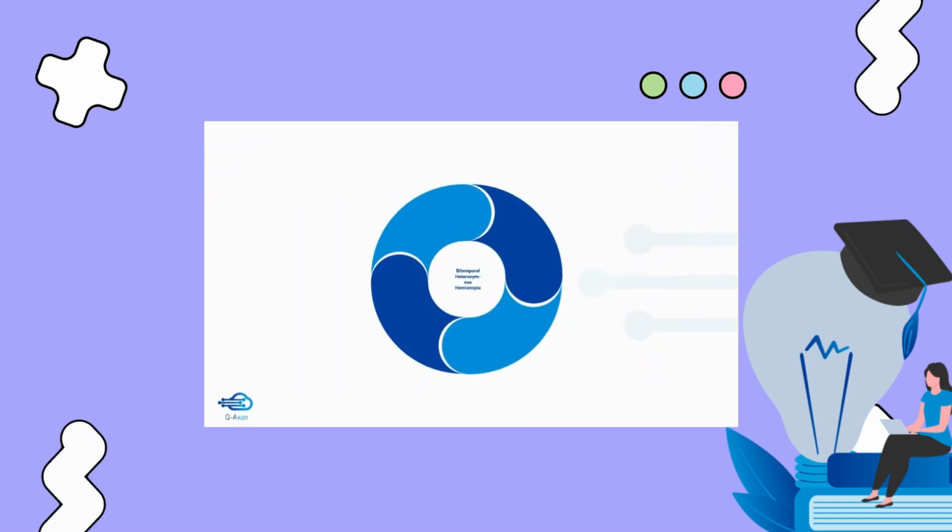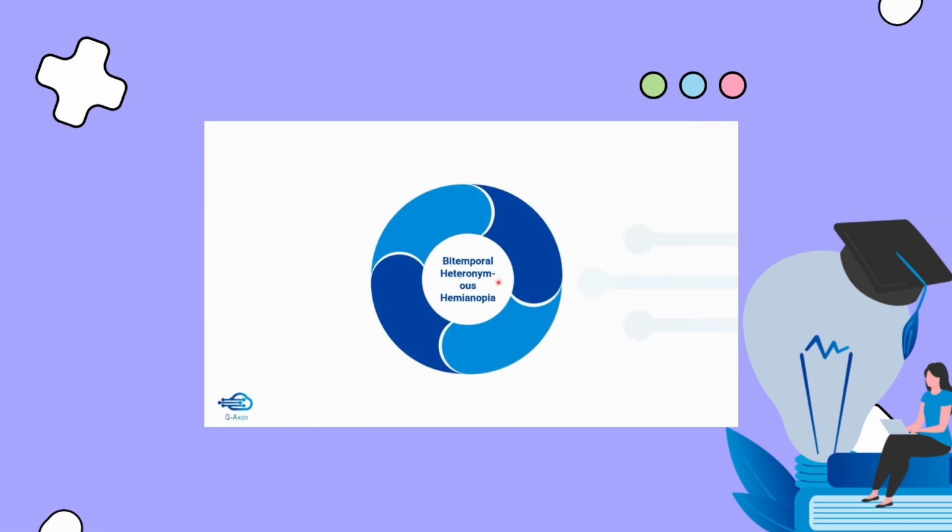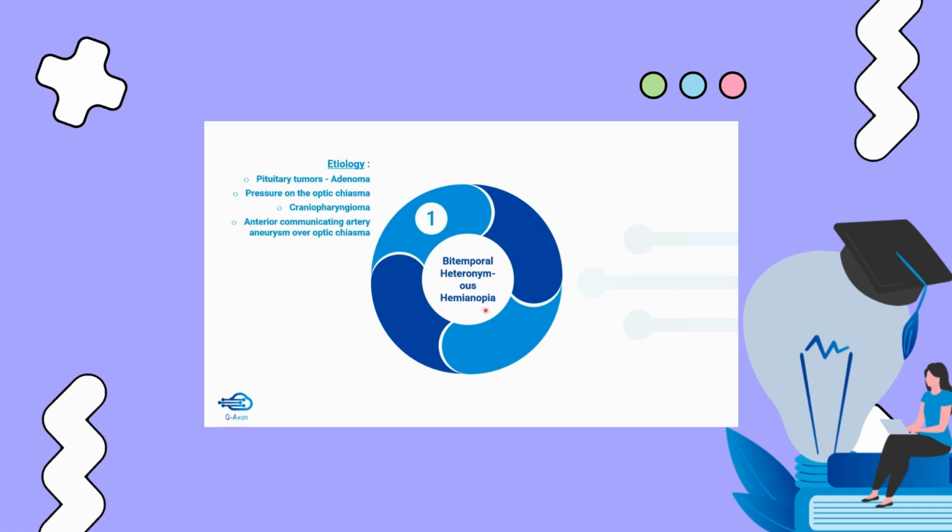This is a case of bitemporal heteronymous hemianopia. You see, one side of the visual field of both the sides, right and left, is affected, and that too on the temporal sides. So definitely the name is bitemporal and heteronymous because different visual fields are affected, and hemianopia because the half portion of the visual field is affected. Then what is the cause of this?